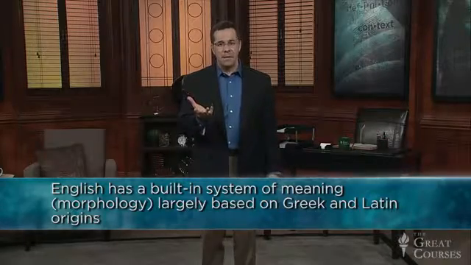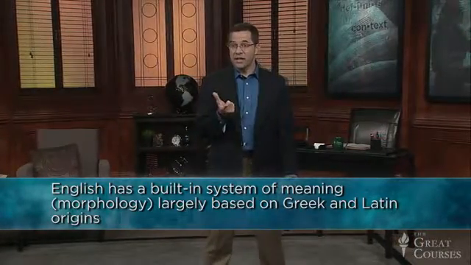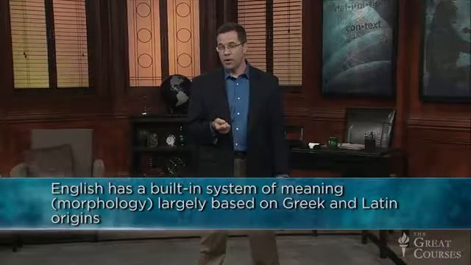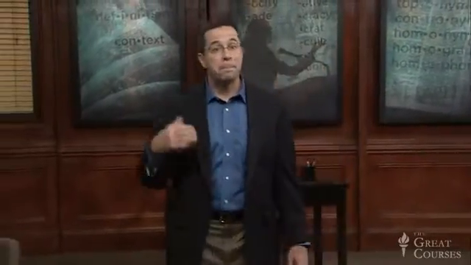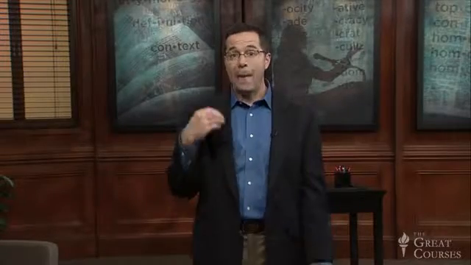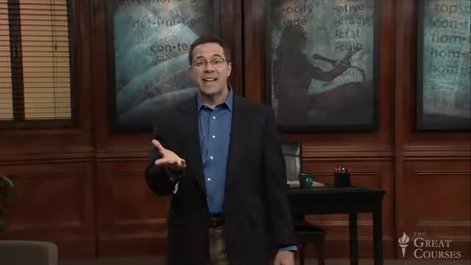Actually, I've already alluded to this secret in Lecture 1, so let me state it very plainly right now. English has a built-in system of meaning, or morphology, that is largely based on the classic Greek and Latin origins of our language. Those who know how to harness this morphological system are at a great advantage not only when it comes to learning more words, but also when it comes to storing them more solidly in your mental lexicon. And the good news is that you don't have to be a Latin or Greek scholar to capitalize on this morphological system. In fact, one of the reasons this system is so powerful is that it builds on words that you already know, as I'll show you shortly.